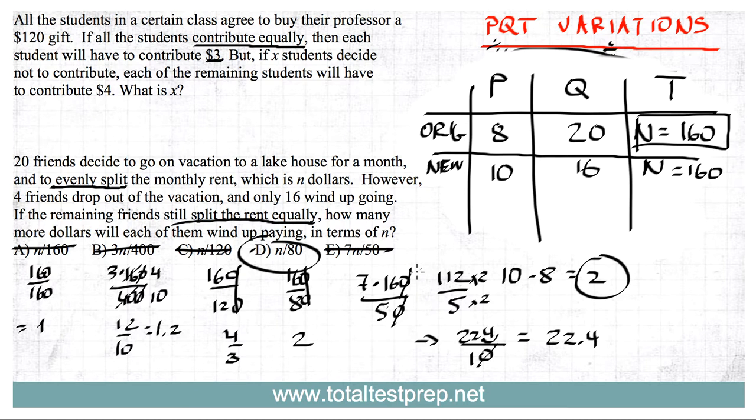So to recap, when you have questions where you're splitting a cost evenly, sharing a cost evenly, you can set up this price, quantity, and total table. Just put the total cost in the total, and the number of people in the quantity. The price is the share per person.